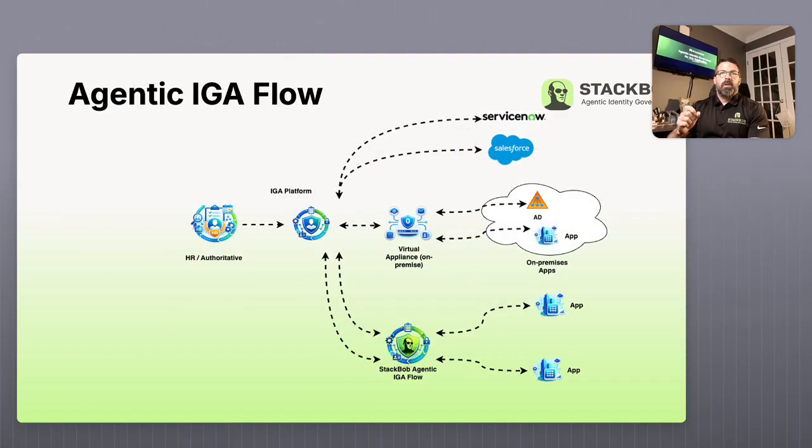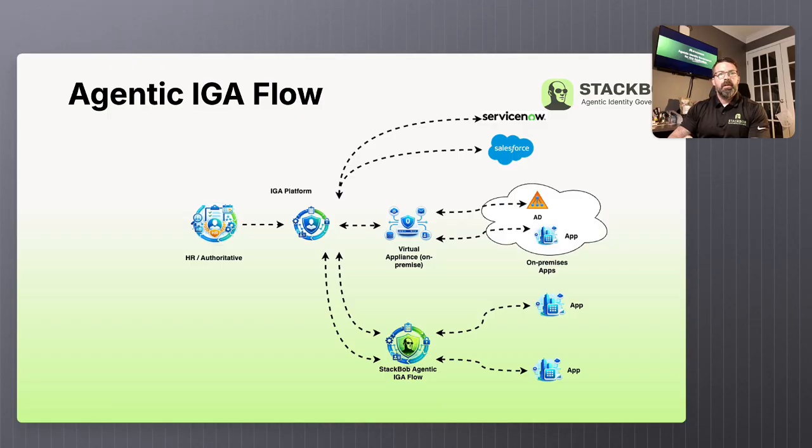I'm going to mention a couple of key distinctions on this diagram. If you look at the top, we don't have the concept of disconnected apps anymore. Through Agentic IGA, we can learn those applications and provide a full-fledged connector. The second thing I want to highlight in this diagram is, if you look at the StackBob Agentic IGA on the bottom there, these are bidirectional connectors. So these are full SCIM interfaces.